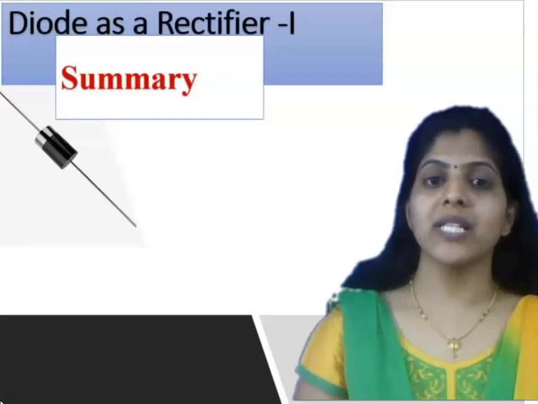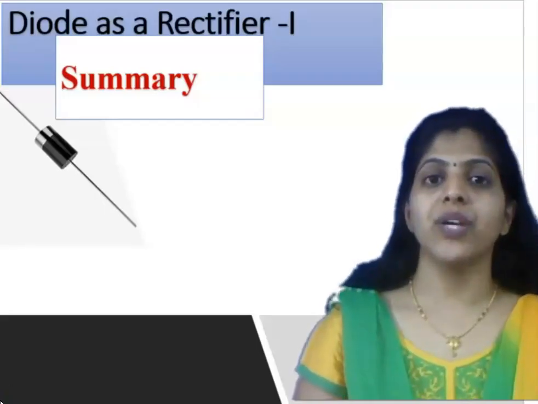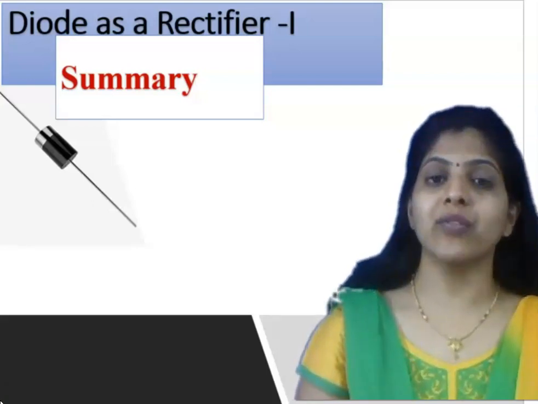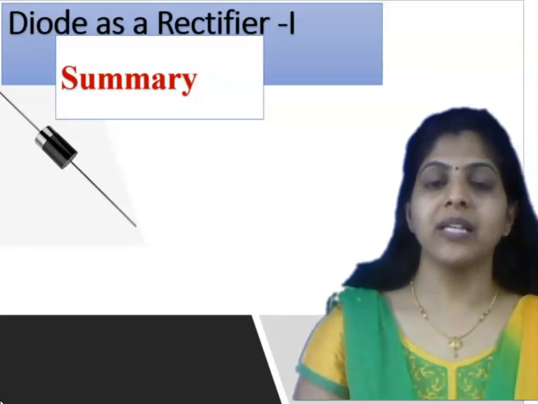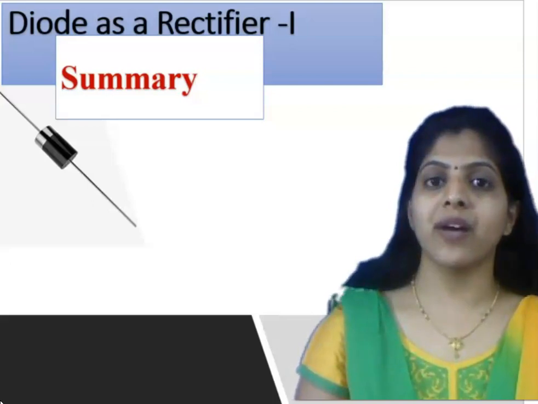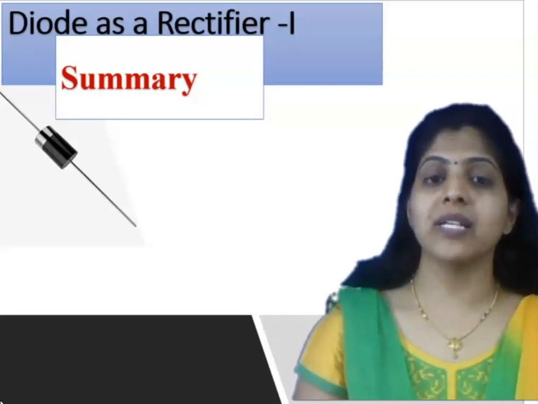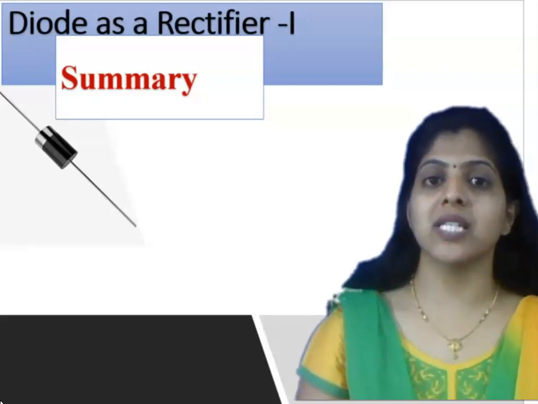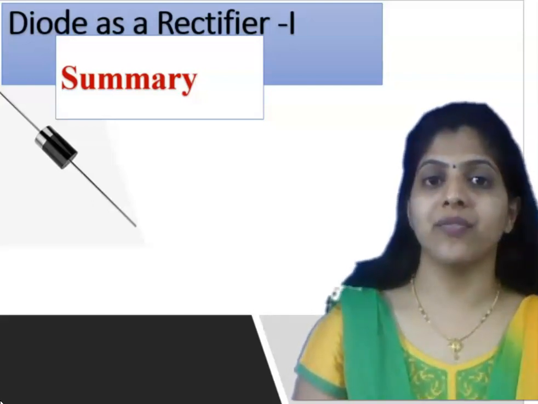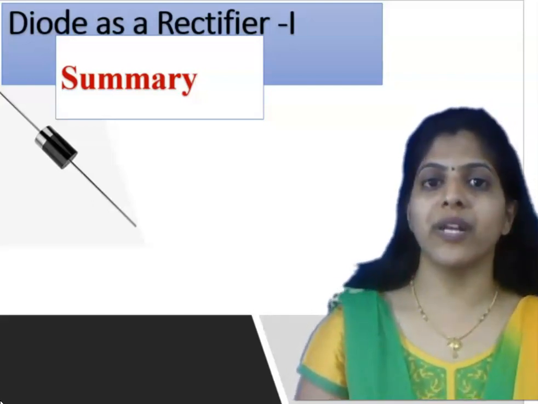Now let us summarize whatever we learned in this video. We learned the block diagram of the regulated DC power supply. Then we learned the half-wave rectifier circuit in detail, its working and different waveforms. Then we discussed its different advantages, disadvantages and applications. In the next video, we will learn another type of rectifier circuit, that is the full wave rectifier.